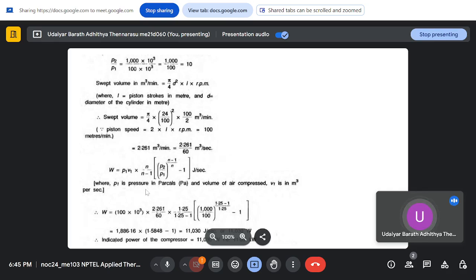So substituting the n values in the pressure ratios, we get 11,030 joules per second, or 11.03 kilowatts. That is the indicated power of this compressor.